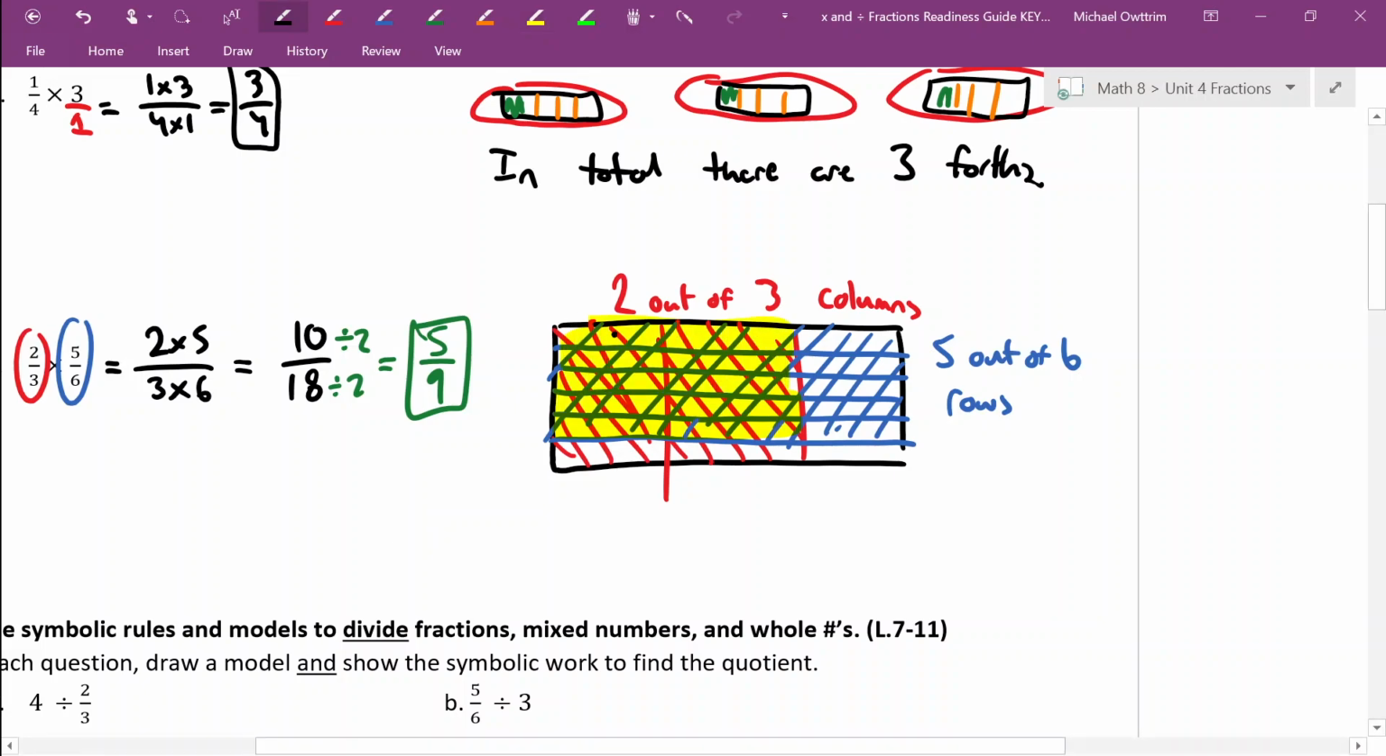So if I count this up, there's 1, 2, 3, 4, 5, 6, 7, 8, 9, 10 sections. And we want to count up the number of parts in our whole. We've got a 3 by 6 grid here, so there's 18 parts in the whole. And of course, 10 out of 18 simplifies to 5 over 9 as well.